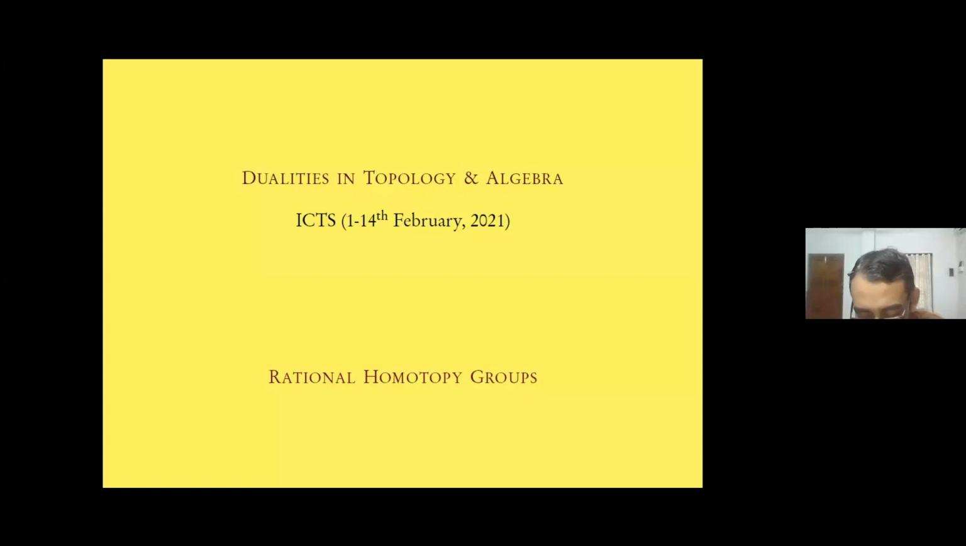Thanks, Anand. So this is the third lecture in my portion of the lecture series. I'm going to talk about rational homotopy groups, and to a large extent, I'm going to talk about minimal models, how you construct minimal models, and in between you'll see a small sort of duality, if you want to call it that, between certain algebraic extensions of DGAs versus principal fibrations on the topology side. Okay, so let me begin.